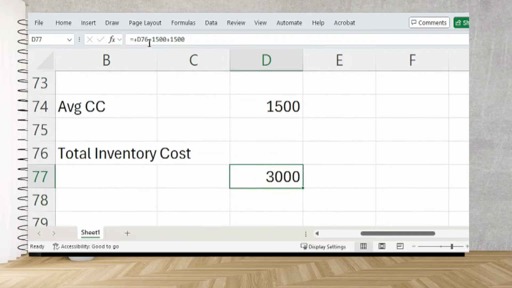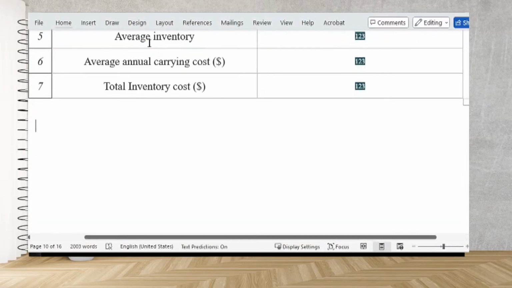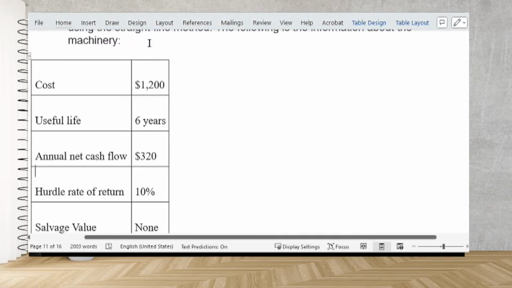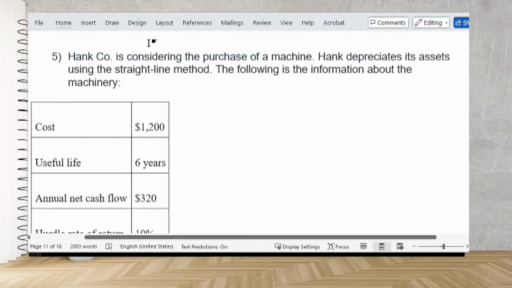Okay. And inventory cost, I'm not adding because we can add basically, but this is for throughout the year and inventory we are considering for a particular interval. So that's why we just need to mention 3000. Okay, sir. Then question number 5. You can take a 10-minute time.